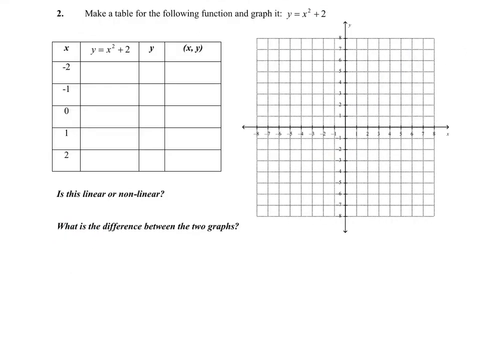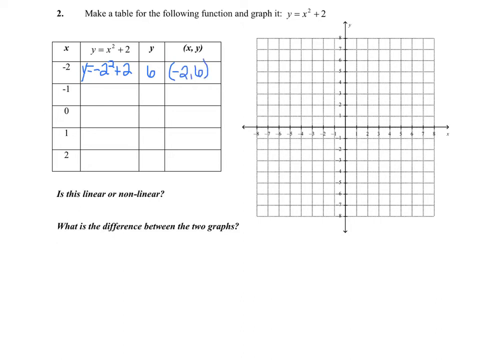Okay, so let's look at example 2. It says, make a table for the following function and graph it. y equals x squared plus 2. So our function here is y equals x squared plus 2. And we have our domains. So we're first going to plug in y equals negative 2 squared plus 2. Negative 2 squared is negative 2 times negative 2, which gives us a positive 4. And 4 plus 2 is 6. So our first coordinate is negative 2, 6.